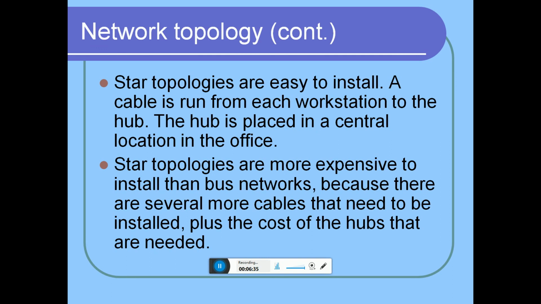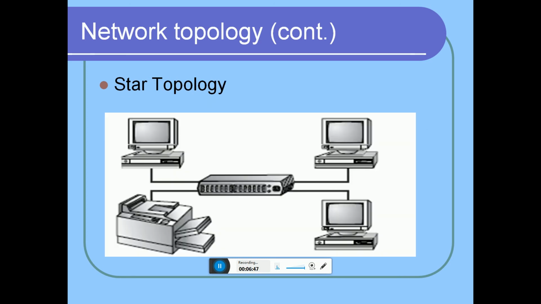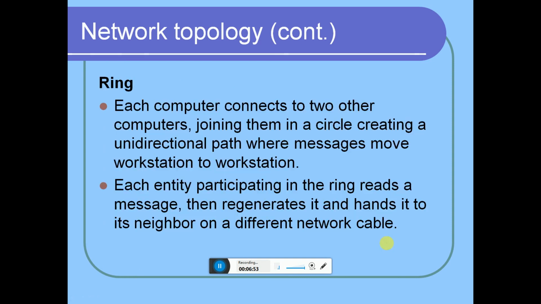The star topology is easy to install: cable runs from each workstation to the hub, and the hub is placed in a central location. The disadvantages of the star topology are the amount of cable that needs to be installed and the cost of the hubs. This is the star topology. This one connects to this one printer for sharing purposes.